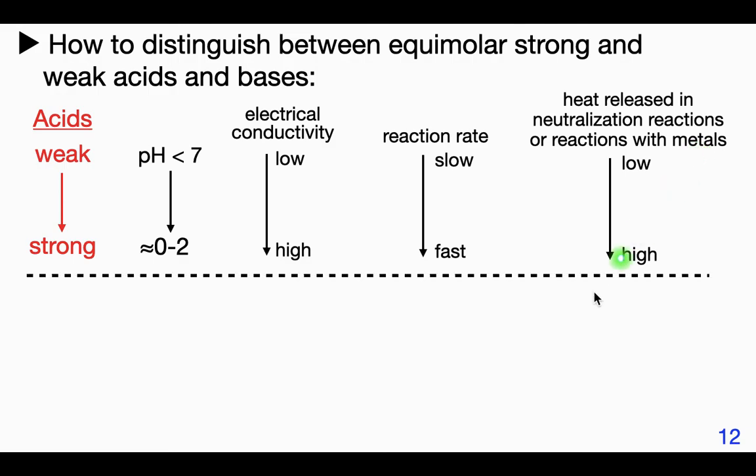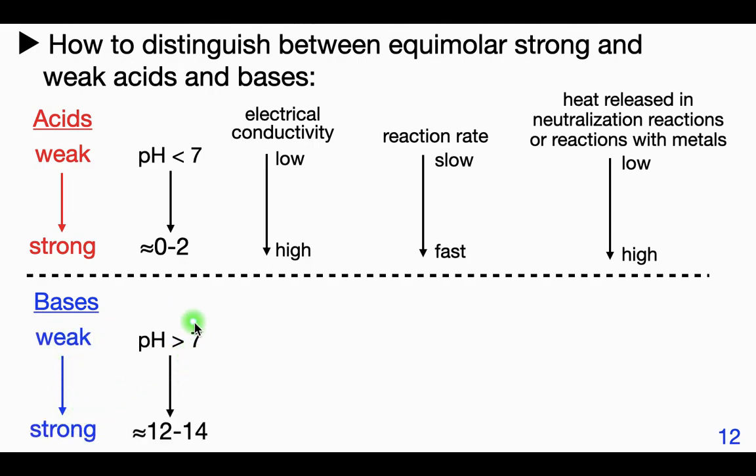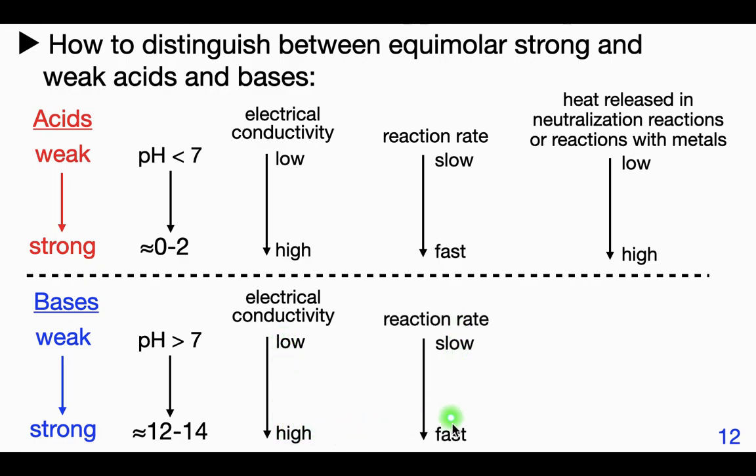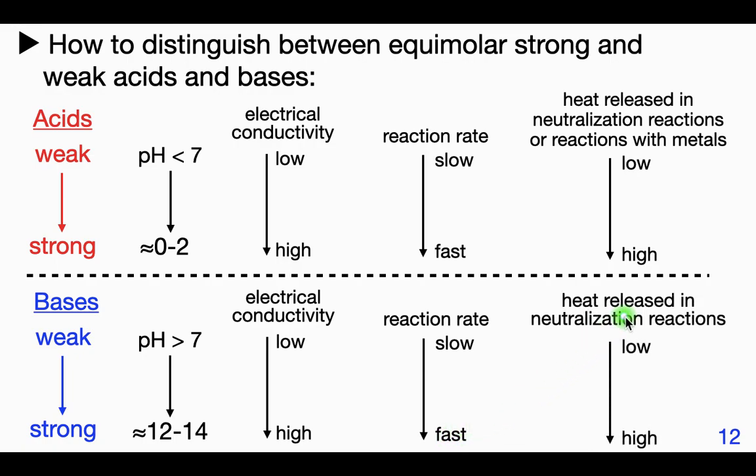Compare with bases going from weak to strong. Of course, the pH for bases is going to be greater than 7 and increase from there. When you get to around 12 to 14, that's the realm of strong bases. Electrical conductivity increases as we go from a weak to a strong base. The reaction rate increases from weak to strong. And the heat released would also, just like an acid, be much greater for a strong base than a weak base. However, notice that we don't include metals here. Metals do not react with bases, or at least not in the same manner.